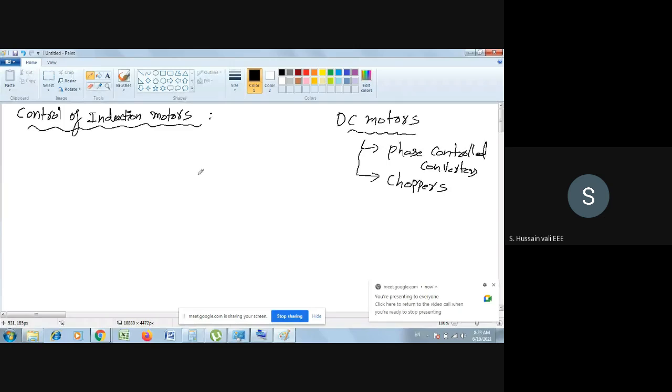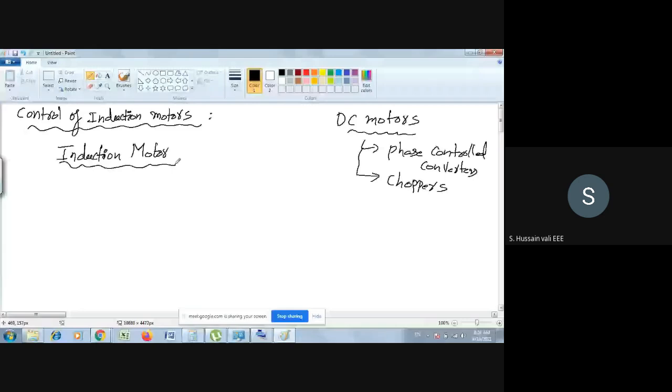Before we go to the control of induction motors, first we will see briefly how an induction motor works. I hope you have got this already in your previous classes, previous semester, but I would like to tell it. In an induction motor, you have a stator and a rotor. The inner cylinder is the rotor, whereas the outer cylinder is the stator. In between the stator and rotor, you have the air gap.